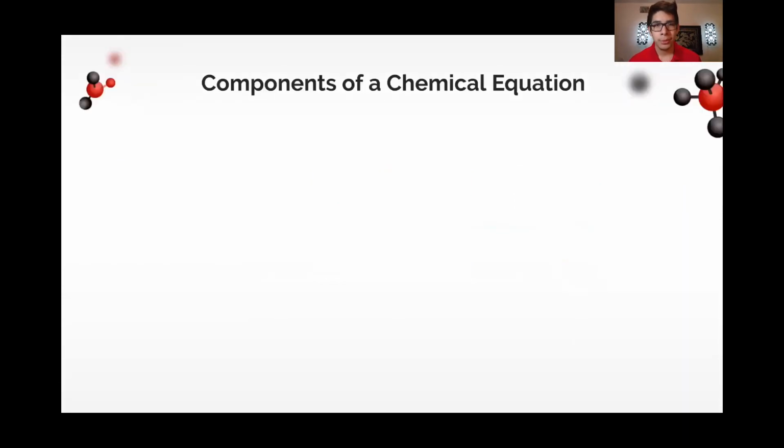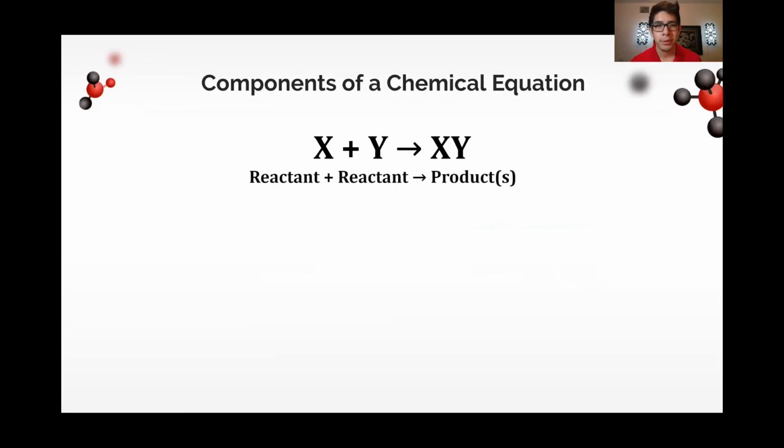So before we start even going into how to balance a chemical equation, let's discuss the components of those equations. At the most basic unit, you've got something like x plus y yields xy, where everything on your left-hand side is part of the reactant and everything on the right-hand side is part of the product.